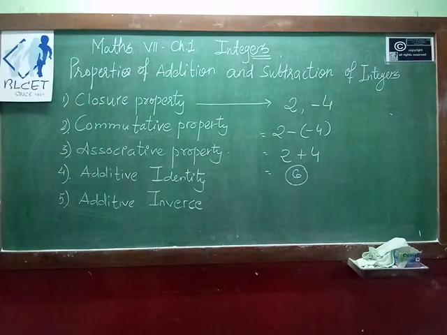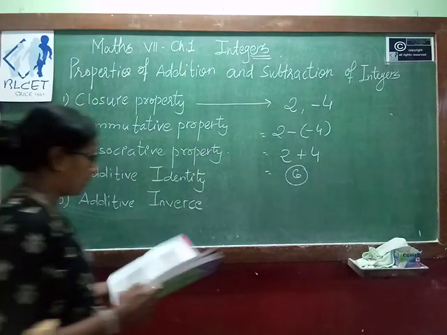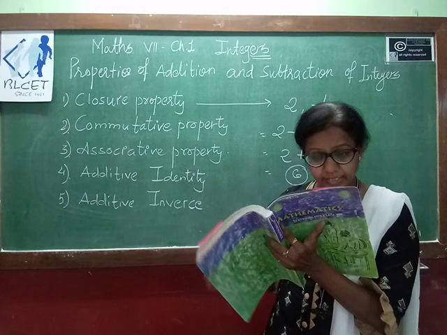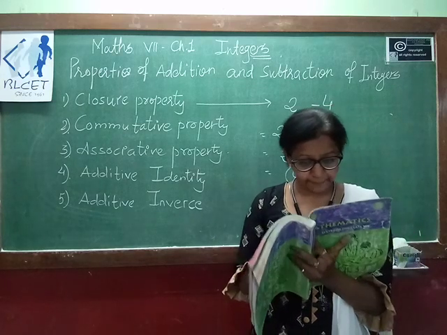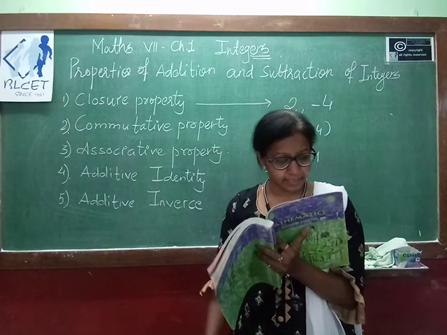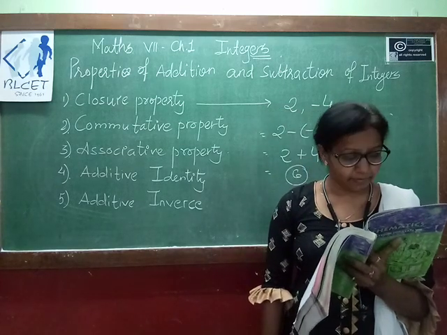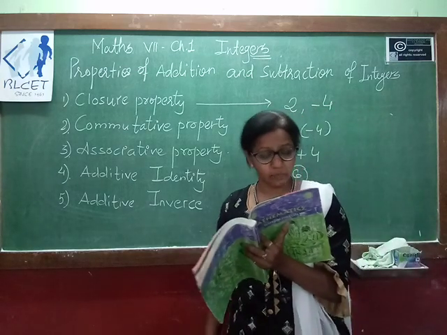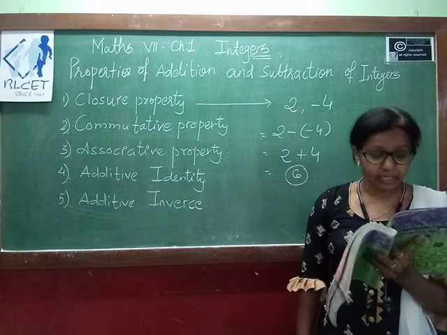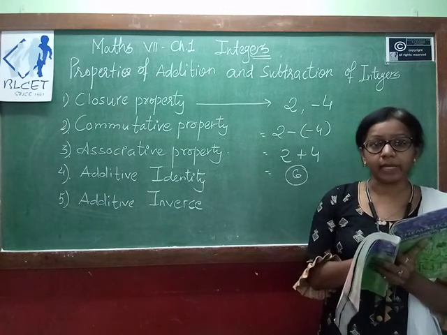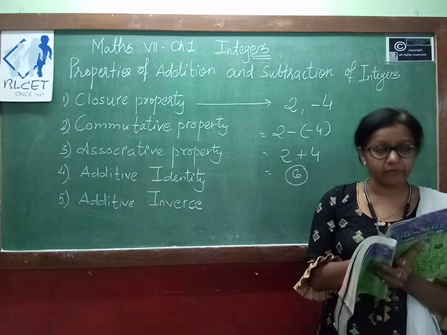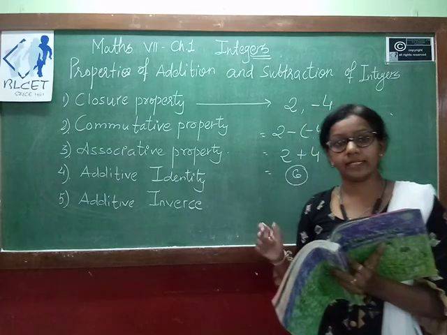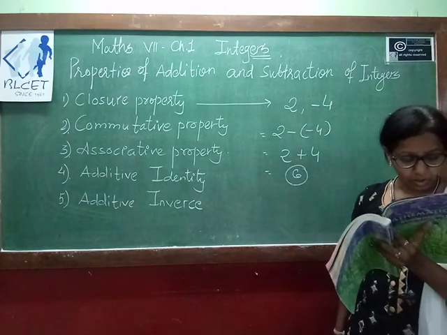Some more examples are already given in your textbook, so we discuss those examples together. On page number 6, the statement is given: 17 plus 23 will give you 40. The result 40 is an integer. Minus 10 plus 3 will give you minus 7, and minus 7 is an integer. Minus 75 plus 18, whatever answer you are getting, is also an integer. Fill in the blanks are given, so you yourself do the addition or subtraction and check whether the answer you are getting is an integer or not.